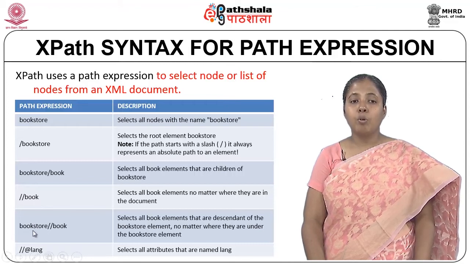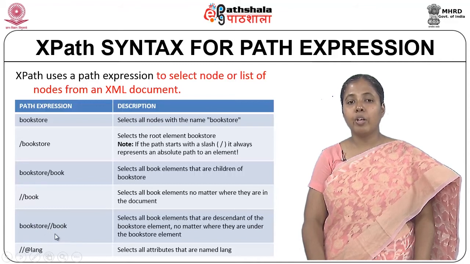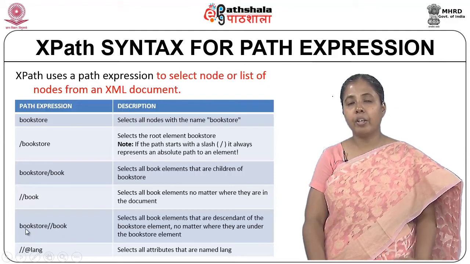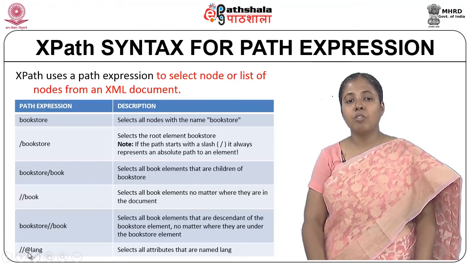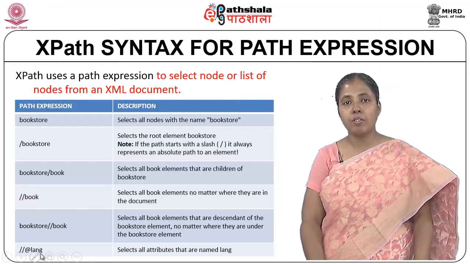Now, bookstore double slash book selects all book elements wherever they are in the document, but they should come under this bookstore element. So, it selects all book elements that are descendants of the bookstore element no matter where they are, but they should be under this bookstore element. A double slash @lang selects all attributes that are named lang.